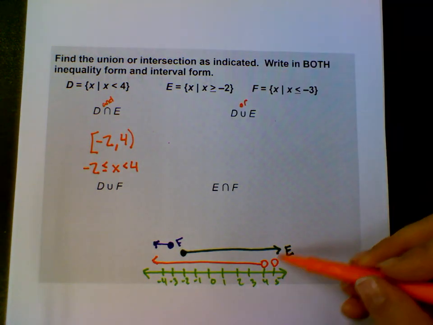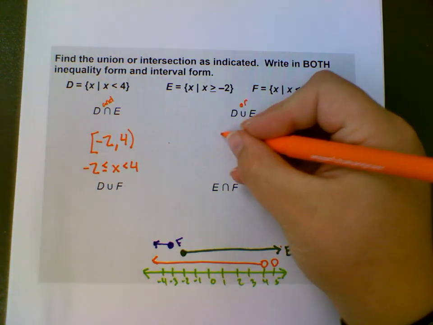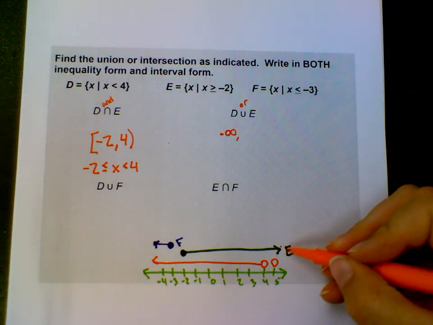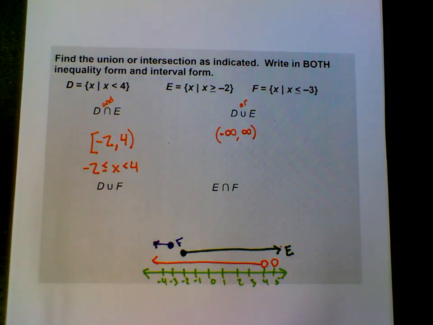Second one is D or E. So anything that's in D or it's in E or it's in both. Well, the smallest D goes is -infinity. And the biggest E goes is +infinity. Those always get parentheses. That's everything included. I actually can't write that as an inequality because it's all real numbers.